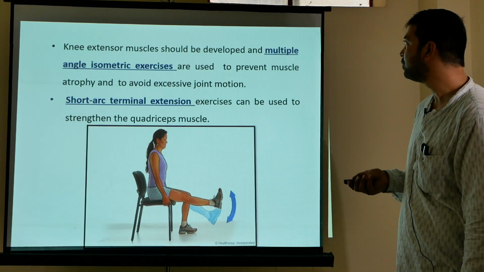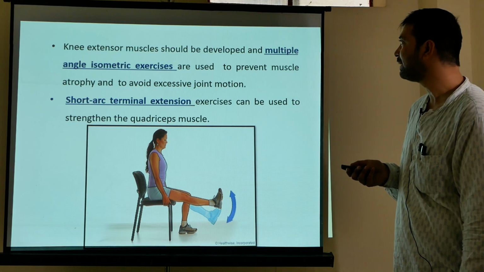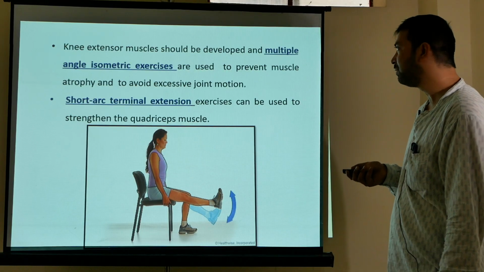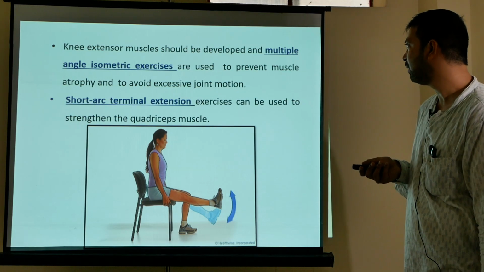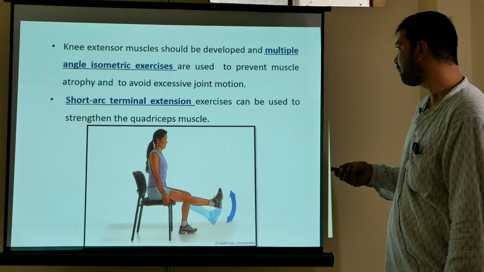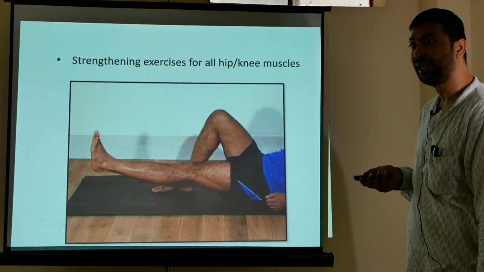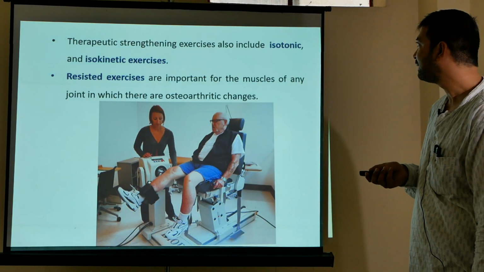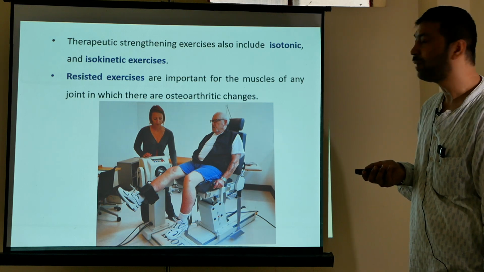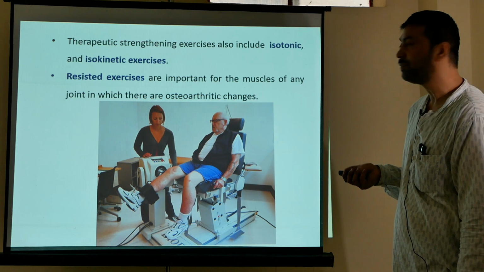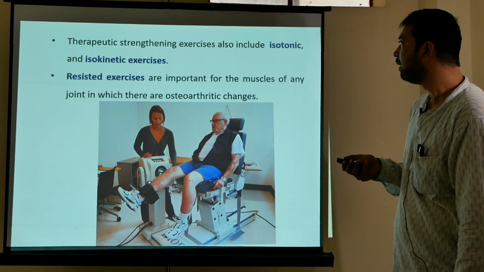The knee extensor muscles should be developed, and multiple angle isometric exercises are used to prevent muscle atrophy and to avoid excessive joint motion. The short arc terminal extension is the best isometric or terminal extension exercise to increase strengthening of the knee joint. The SLR test, straight leg raising exercise, works all the hip and knee muscles. Therapeutic strengthening exercise also includes isotonic and isokinetic exercise. Isokinetic exercise is done with the help of a machine with a preset torque or resistance.